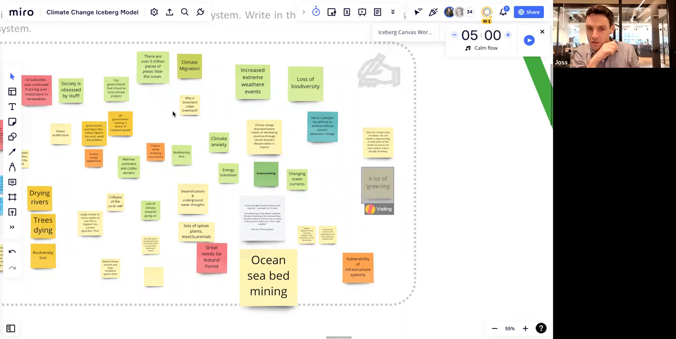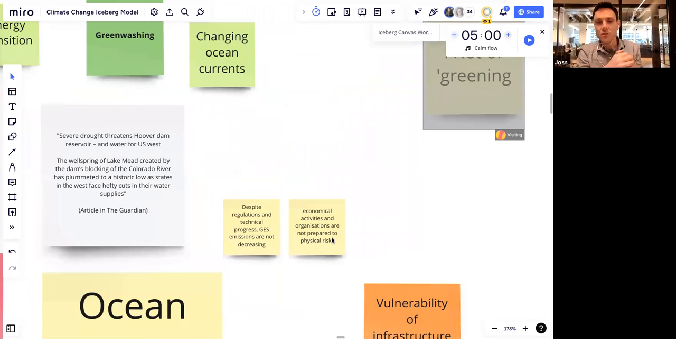Vulnerability of infrastructure systems. Yeah, that's an aspect of this equation for sure. We find ourselves in a vulnerable situation, not just because of these changes, but because of our incapacity to adapt and these legacy systems that weren't designed for this new world. Ocean seabed marine mining. Changing ocean currents. Despite regulation and technical progress, GHG emissions are not decreasing.